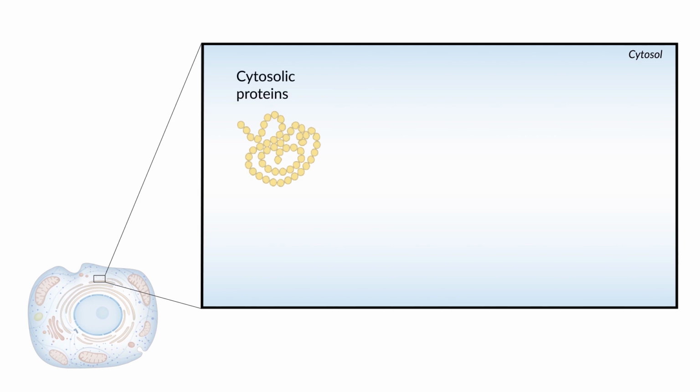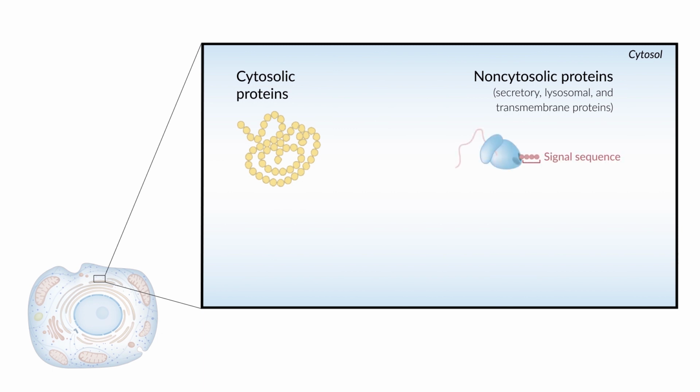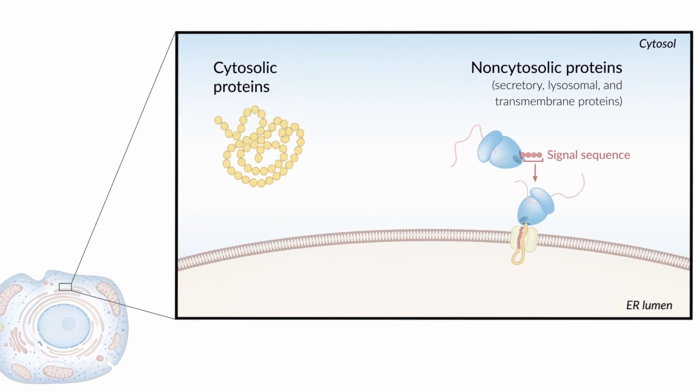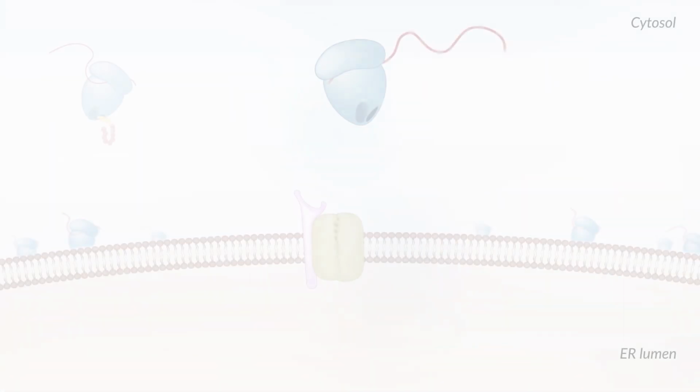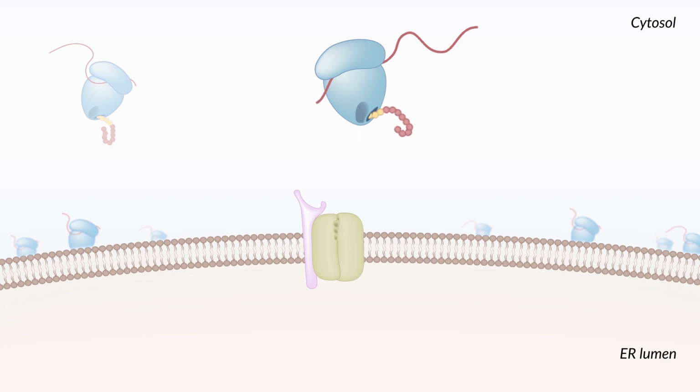In contrast to cytosolic proteins, secretory, lysosomal, and transmembrane proteins have a signal sequence. It tags these proteins for the rough endoplasmic reticulum, where their translation is completed. If a signal sequence is synthesized, it's bound by the signal recognition particle, in short, SRP.